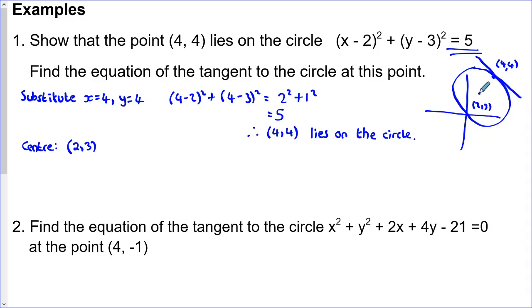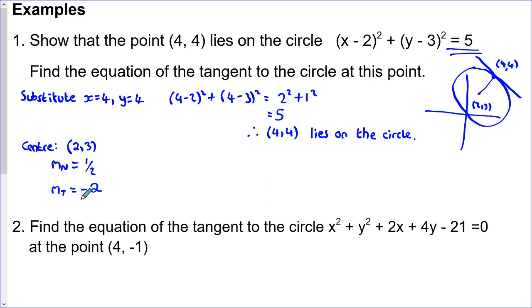So we're going to start by finding the gradient of this here, the normal, then use the negative reciprocal to find the gradient of the tangent. So mn, gradient of the normal, changing y over changing x. So 3 up to 4 equals mn, changing y, changing x, it's gone up 2. So the gradient of the normal is a half, and that means the gradient of the tangent is -2, the negative reciprocal of that.